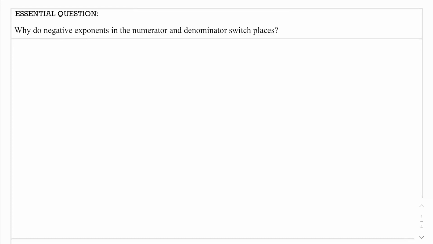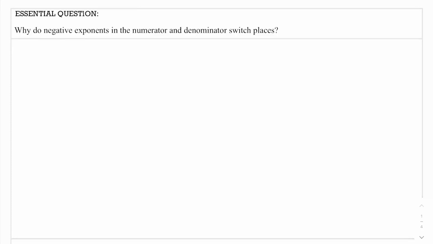This video is going to talk about the often confusing topic of negative exponents and look at the answer to why they switch places when they're in the numerator and/or denominator. So the first thing we want to look at is the rules of exponents that address this.